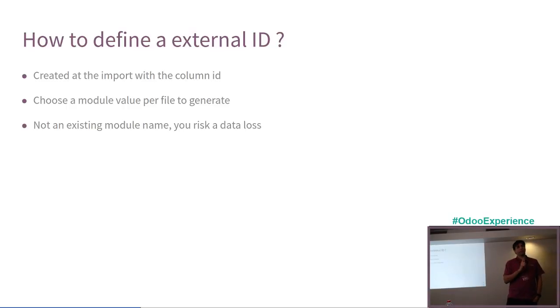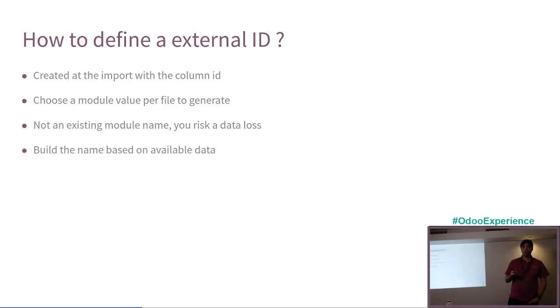Not an existing module name. So if you use sales, base, stock, it's a really, really bad idea because you will lose your data. Why? When Odoo upgrades a module, it will check the XML IDs available in the module and in the database. If in the database there are some IDs that are not in the module, they will be deleted. So if you import something linked to a module name that exists, they will be deleted when you upgrade the module. So don't use an existing module. OK?